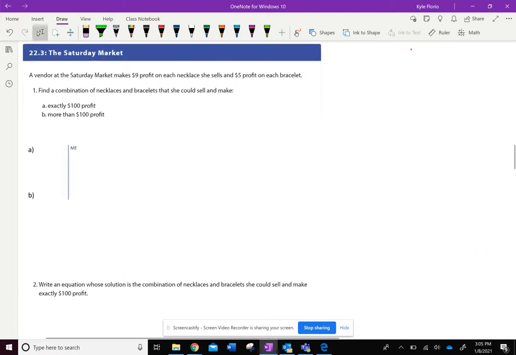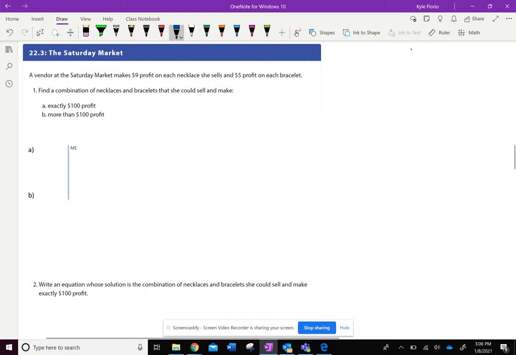So 22.3, the Saturday market. A vendor at the market makes $9 for each necklace and $5 of profit for each bracelet. Find the combinations of necklaces and bracelets that she could sell to make exactly 100 or more than 100. Okay, so if I want to make exactly 100, let's see.